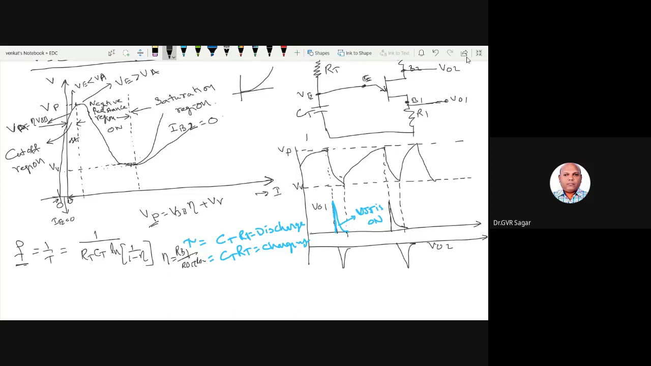After turning off, the capacitor is again charged through RT. After reaching the peak point again, the capacitor discharges through the base resistance RB1, and again the UJT is on. This situation goes on repeating only in the negative resistance region, not in the ordinary PN junction.